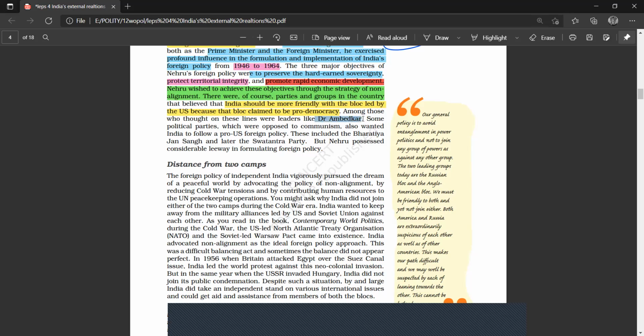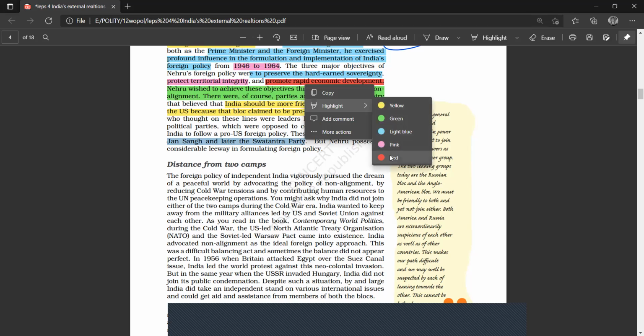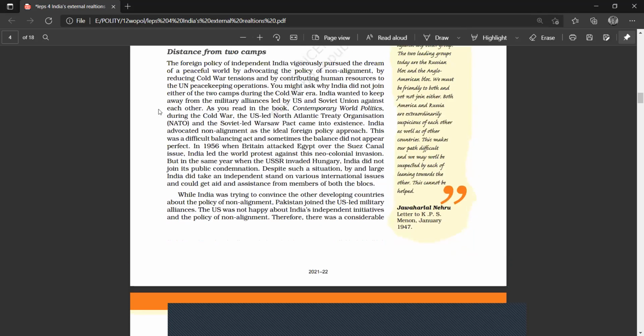So here we have Dr. B.R. Ambedkar, who wanted us to be with the US bloc, and some other parties who were against communism. They also wanted India to stick with the US bloc. These included the Bharatiya Jan Sangh and later the Swatantra Party, but Nehru possessed considerable leeway in forming the foreign policy. So we have three who wanted us to side with the US: first of all B.R. Ambedkar, the father of the constitution, and then the Bharatiya Jan Sangh and the Swatantra Party.